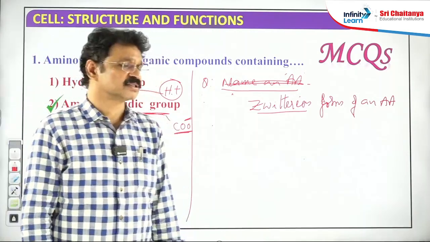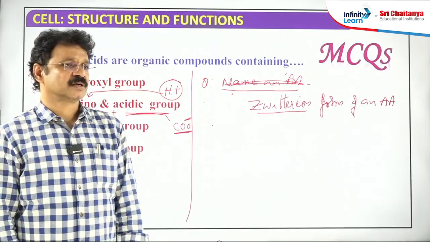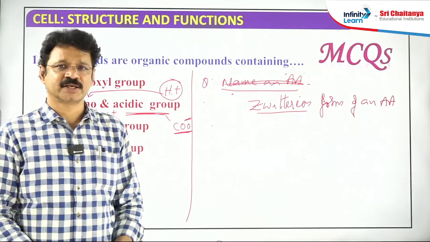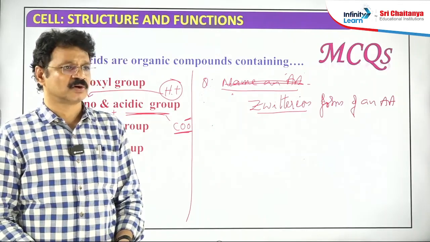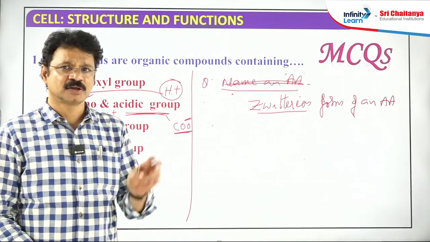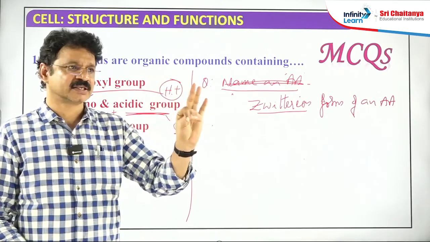Okay, good. Amino acids completed. Next chapter in tomorrow's class, that is proteins and polysaccharides. Both are examples of macromolecules. I will explain both the protein molecules and polysaccharides in the next class.